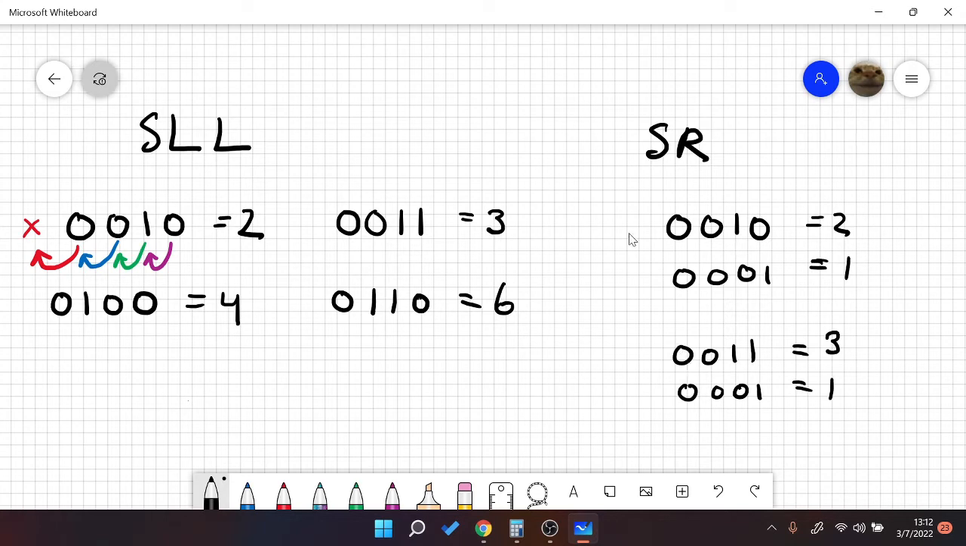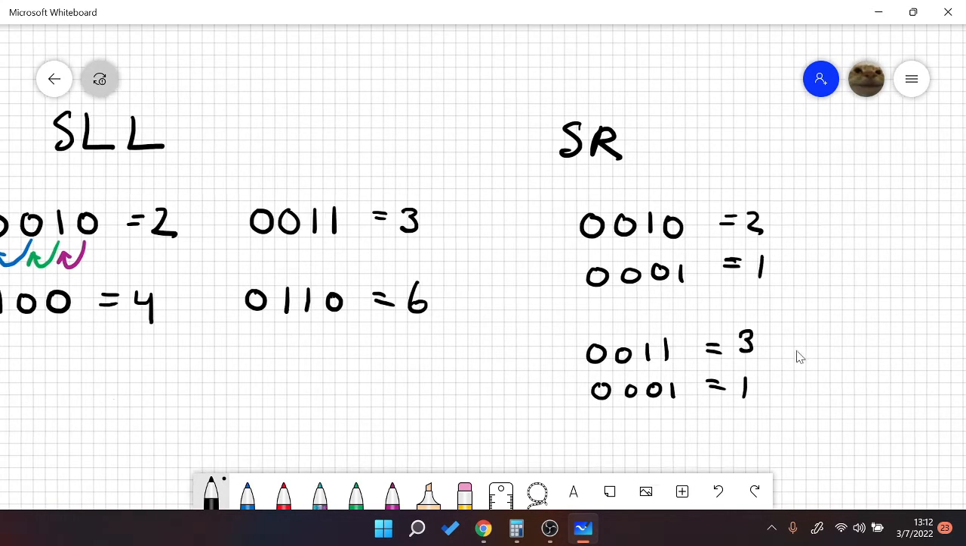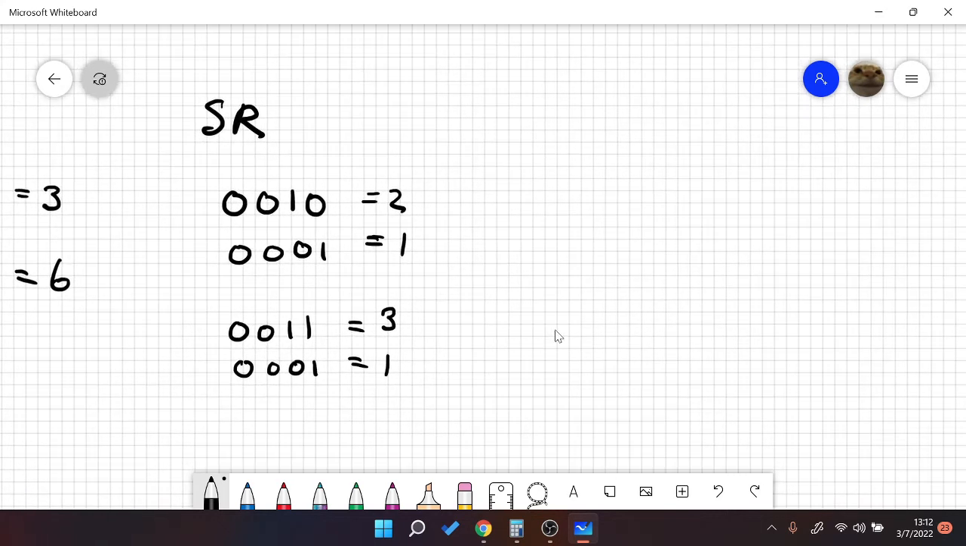Well, what's going on here? 3 divided by 2 is not 1. So let's just do another example so you can see what's going on. Let's take another odd number. For example, let's do the number 7, and let's shift to the right once. So here we have the number 7 and we have the number 3.